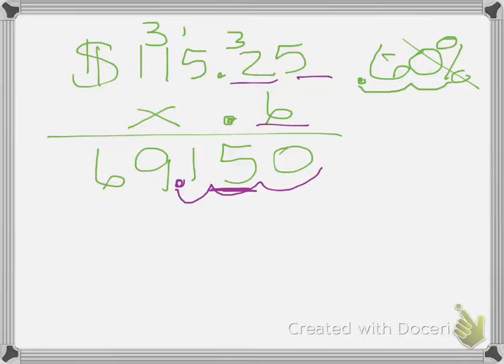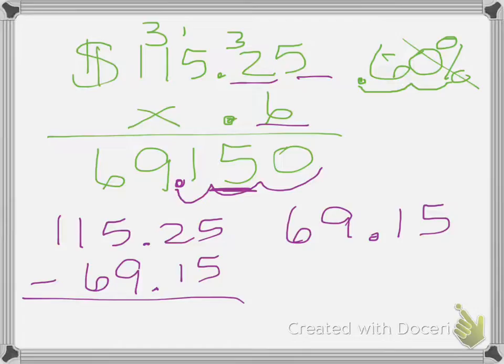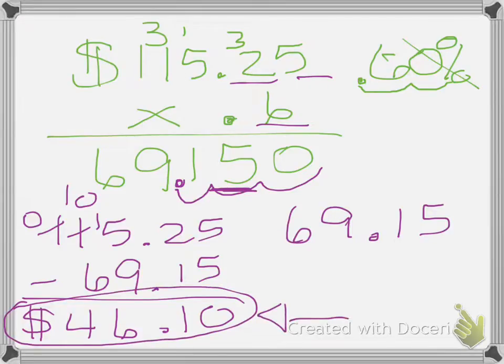So my discount is $69.15. Now I still need to take that away from the original amount. So $115.25 minus $69.15. So that's 0, 1, borrow here, and then 15 minus 9 is 6, and 10 minus 6 is 4. So I'm going to end up paying $46.10, and 60% off, that's a big discount, so that makes sense. So that's the new price.